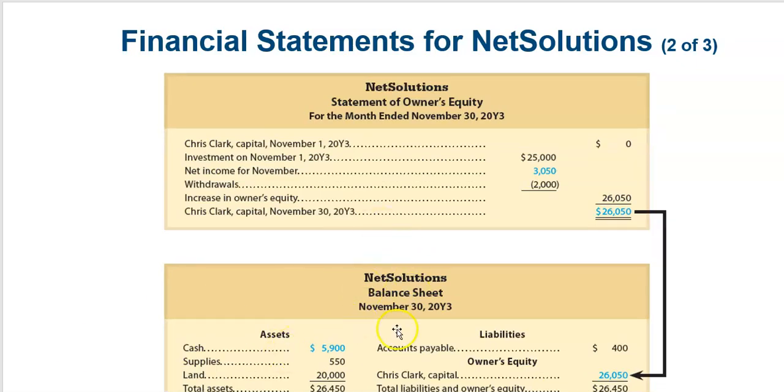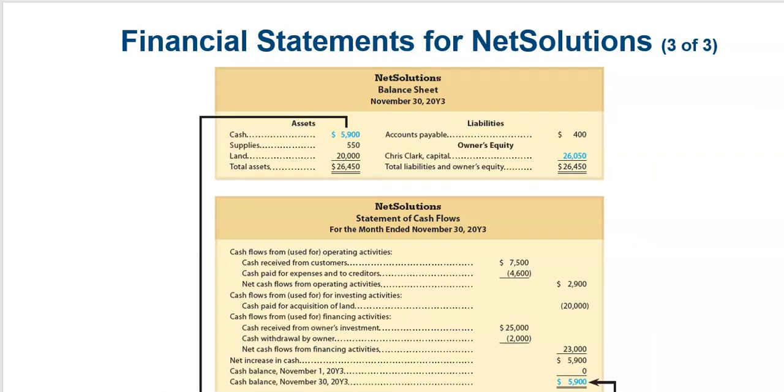The balance sheet, list out our assets, list out our liabilities. Owner's equity, remember, comes from the statement of owner's equity. And then our statement of cash flows. And that cash balance we get from our balance sheet. So we started with nothing because it was a brand new company, and our ending cash balance is that number right there.